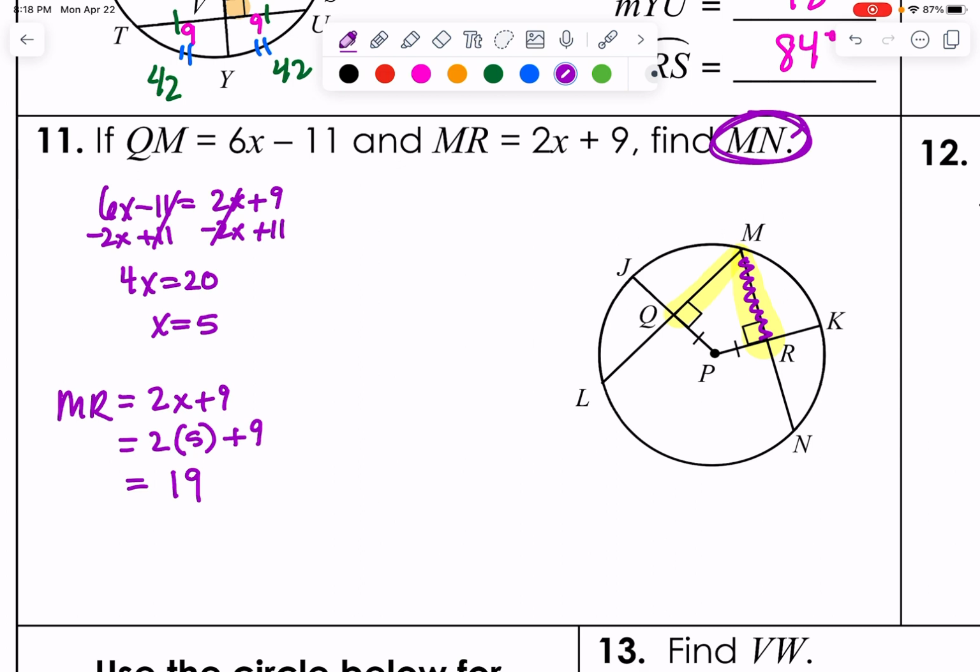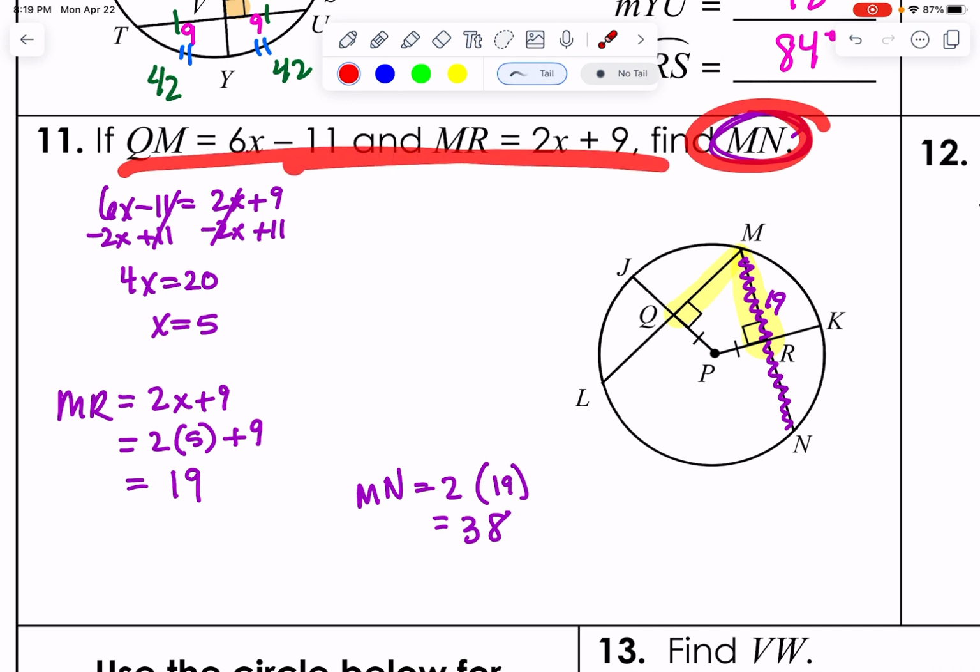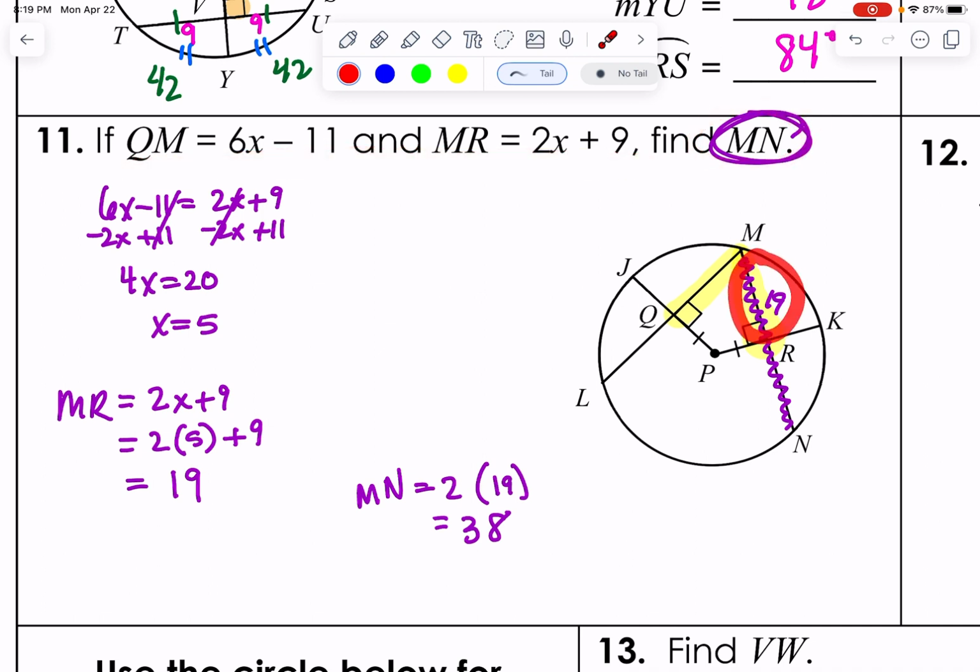Actually, I read that wrong. What I want is the whole thing. But if this is 19, then MN equals 2 times 19, which is 38. So pay attention, don't make the same mistakes I did, read the question correctly, because this part, once you figure it out, is pretty straightforward. The trick will be in answering the question that you think you're looking for and the answer that I was actually looking for.